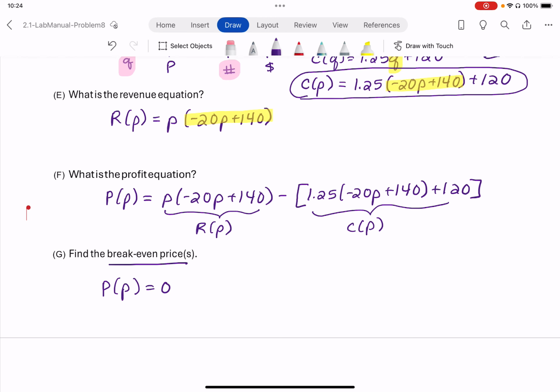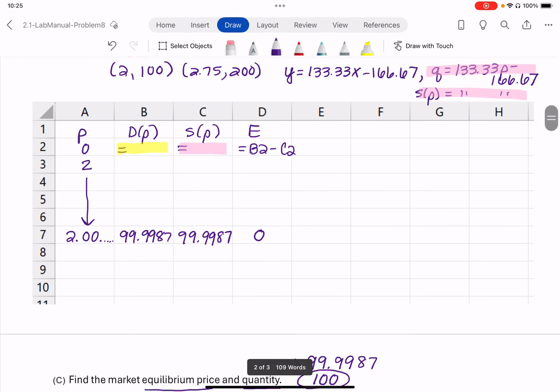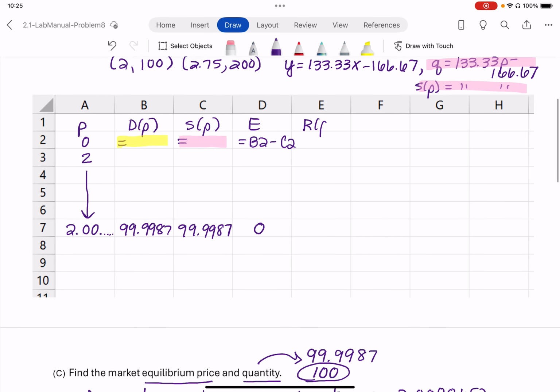All right, now when we go into Excel to find our break-even price, remember this is when our profit is equal to 0. So what you're going to do in Excel is just build off of the columns that you already have. So I'm going to set up an R of P column and make sure you cell reference here. So this will be price times quantity. So this will be A2 times B2, okay, using my price and quantity. Demand is the quantity.